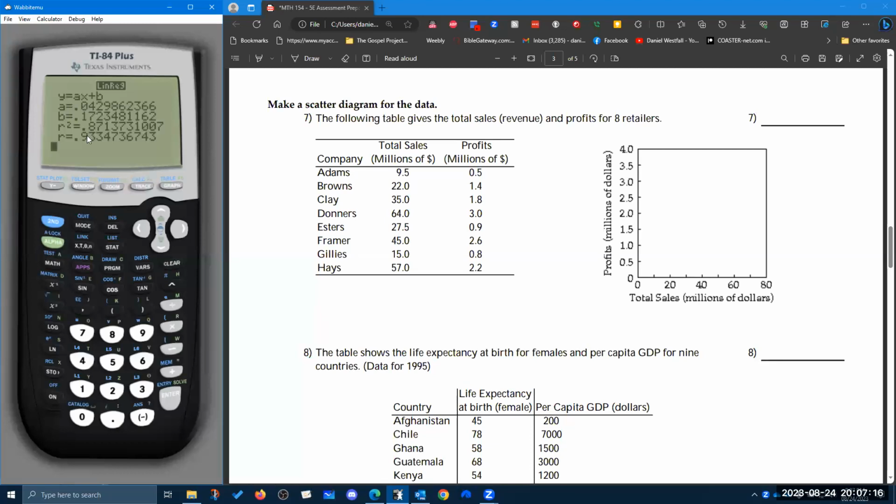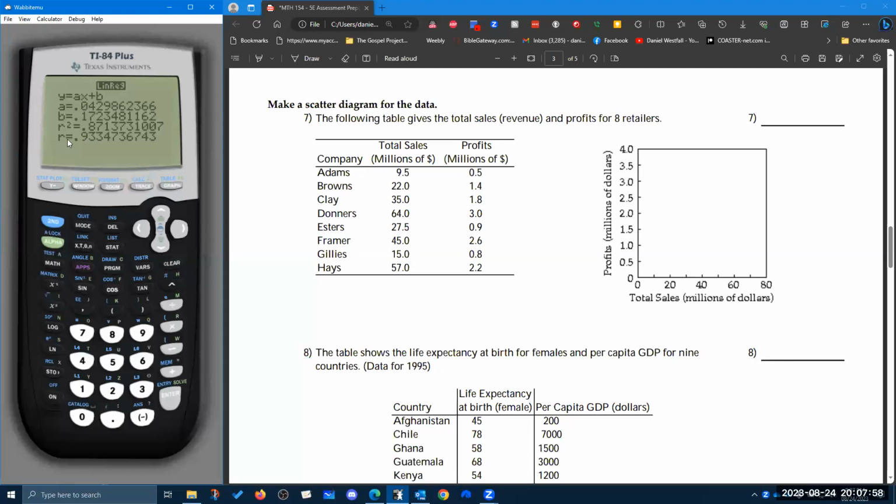So r squared tells me that 87% of my change in y can be explained by my change in x. So 87.1% of my change in profits can be explained by my change in total sales. And 12.9% has to be attributed to other factors other than total sales. So it's a good indicator of what's going to happen to profits, but it's not the only indicator of what happens to profits.